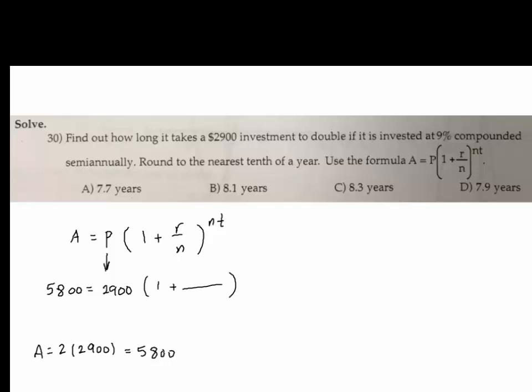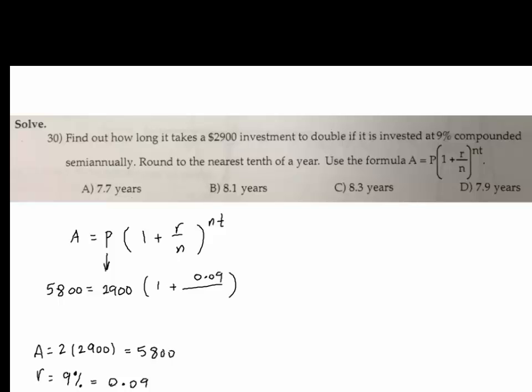Okay. So what's the rate? What is R? It's given to us, right? What is R? 9%. So which is 0.09, right? Let's put it in terms of the decimal.